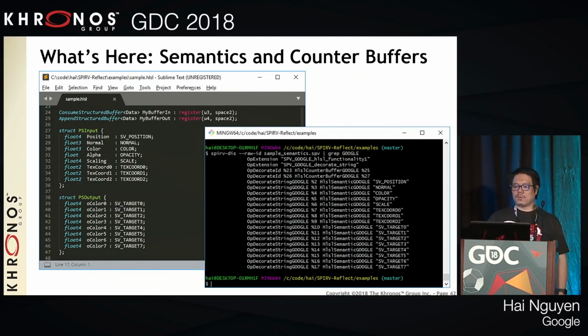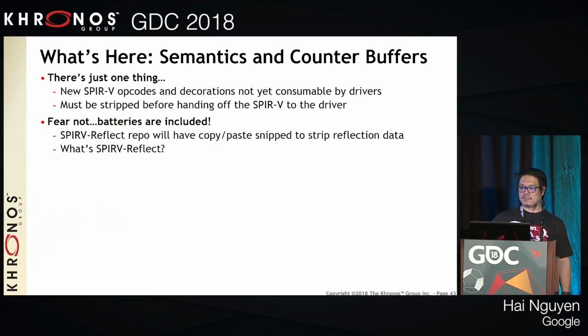There is, however, one slight catch to this. Because the drivers can't consume the opcodes and decorations yet, they need to be stripped before they get fed to the driver. But we thought about this, and we'll provide a code snippet that you can use. It's about 20 lines of code that Lei Zhang wrote, and it'll take out all the opcodes for the decorations for semantics and counter buffers, and you can pass the clean SPIR-V to the driver.